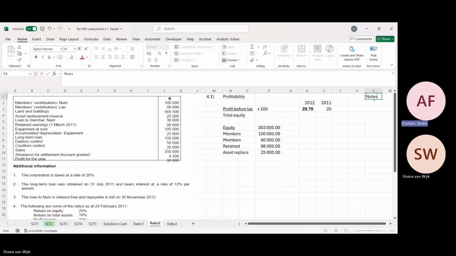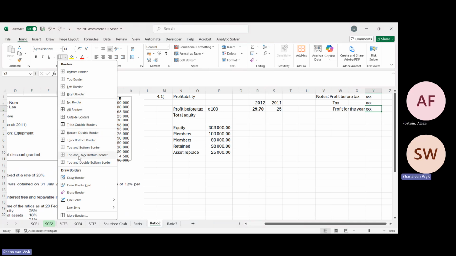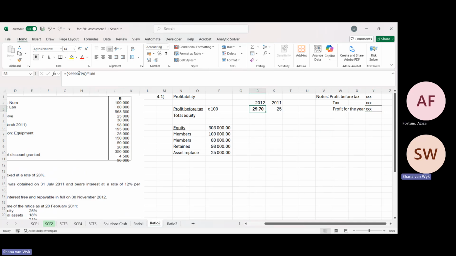Then let's just write the profit before tax for the year, XXX. And then the next line, taxation, XXX. And then net profit or profit for the year, XXX. So we're sitting here with XXX, but the formula says profit before tax. So you need to, I see. Okay, this is a good one. I'm going to fix this one now.